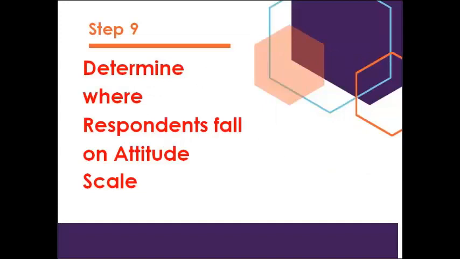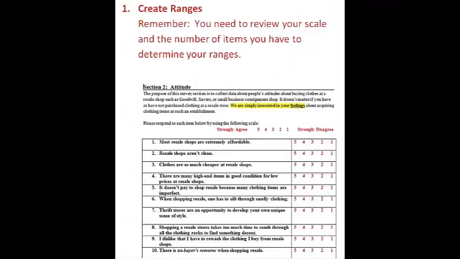For step 9, you're going to determine where the respondents fall on the attitudinal scale. Just like you've done before for subjective norms and self-efficacy, you need to create ranges. Remember, you need to review your scale and the number of items that you have to determine your range. Let's say in the example on the screen, I have 10 items, and my scale goes from 5 to 1.